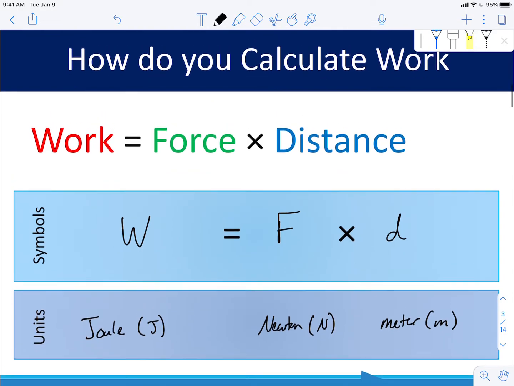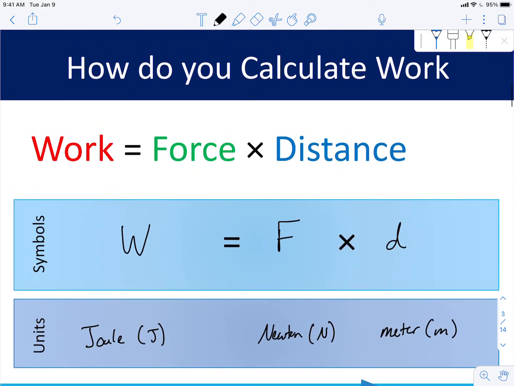How we calculate work mathematically is using this equation. Work is equal to force times distance, where the W stands for work, F is force, and little d is distance. The unit for work is a joule. Force is measured in newtons and distance is measured in meters. So we'll always come back to those SI units.